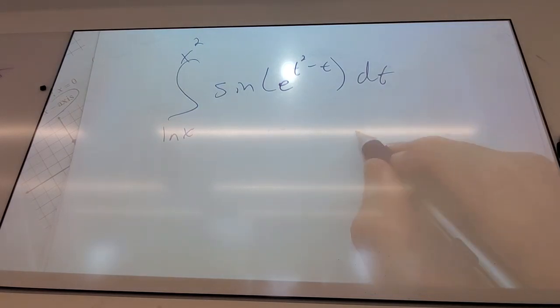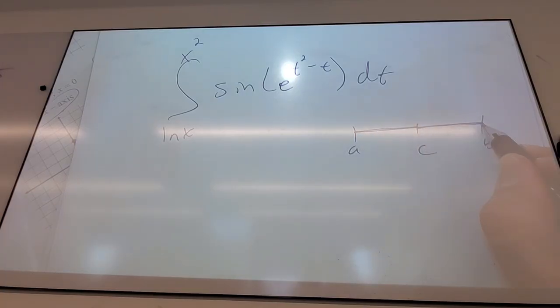If I wanted to get the area from A to B, couldn't I get the area from A to C and then add it to the area from C to B?